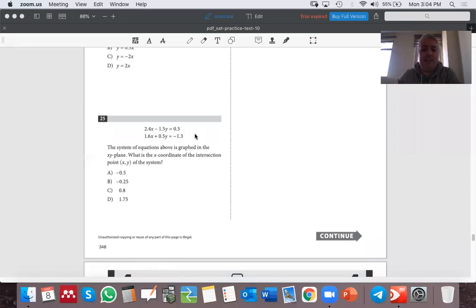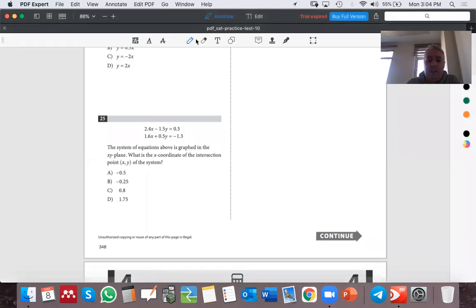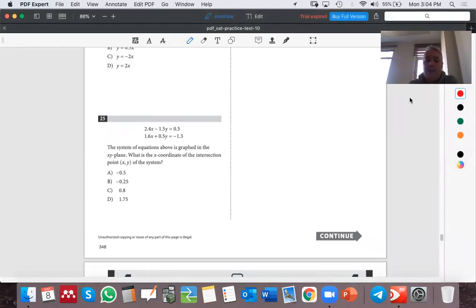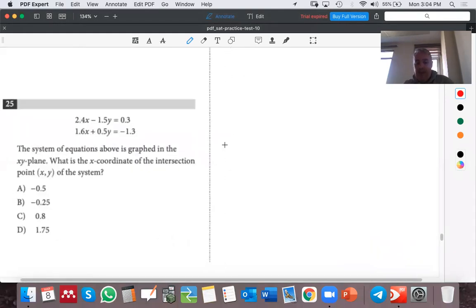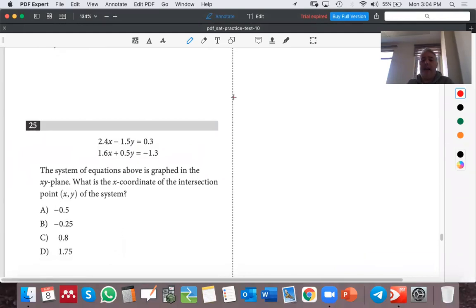It says that the system of equations above is graphed in the xy plane. What is the x-coordinate of the intersection? So when we talk about the intersection, what can we do? First of all, we should find the intersection point. How can we find it?